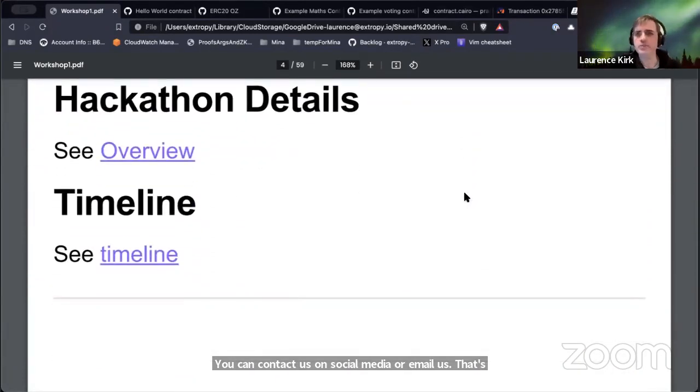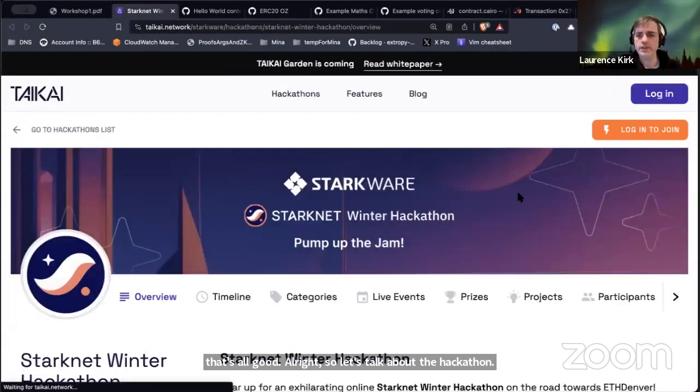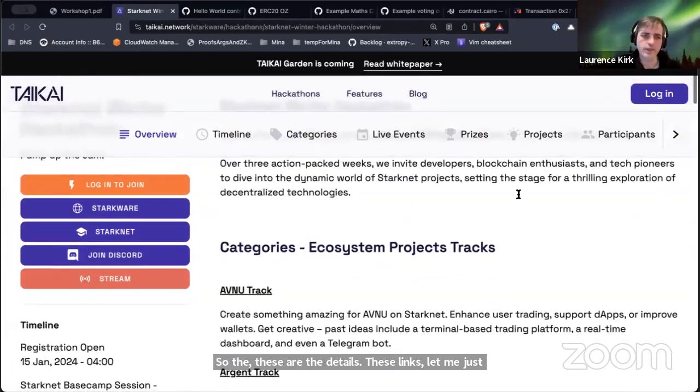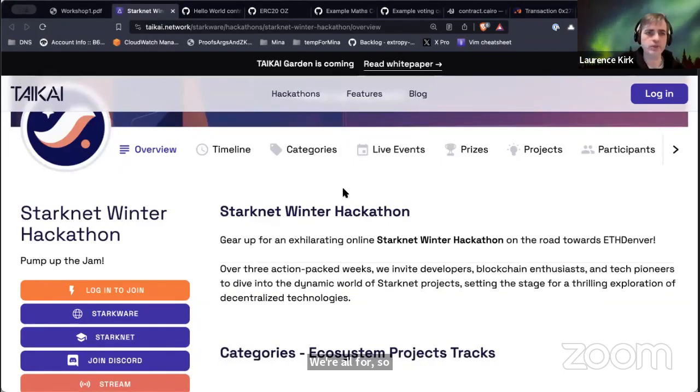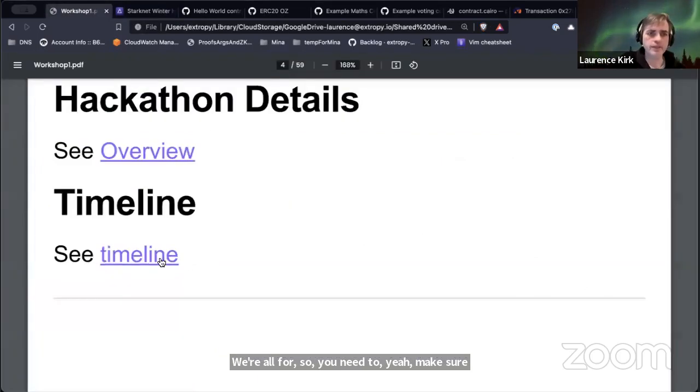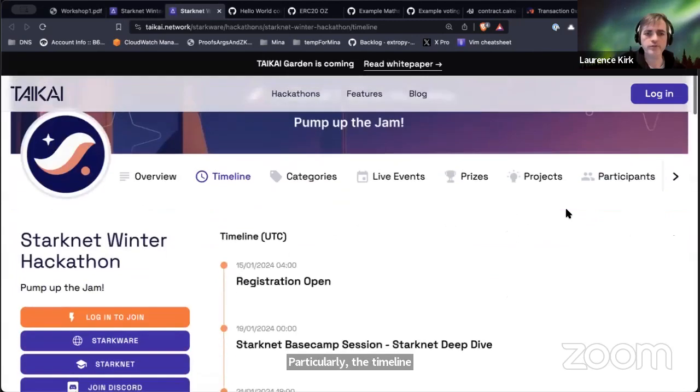So let's talk about the hackathon. These are the details of the hackathon we're all aiming for. You need to make sure you've got this bookmarked. Particularly, the timeline is something to be aware of.